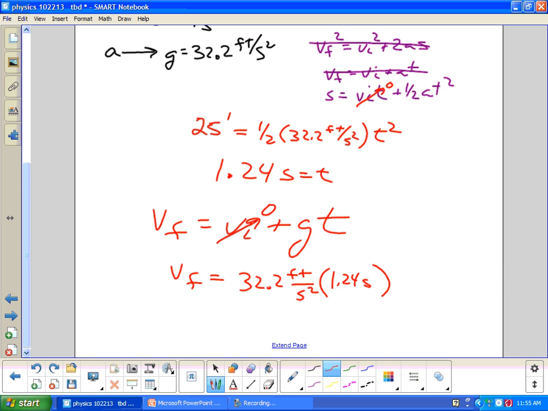Everybody, what do you get? Who did the math here? What do you get? 40.1 feet per second. Remember, 88 feet per second is 60 miles an hour. So the egg is cruising a little less than 30. It's definitely going over 25 miles an hour.